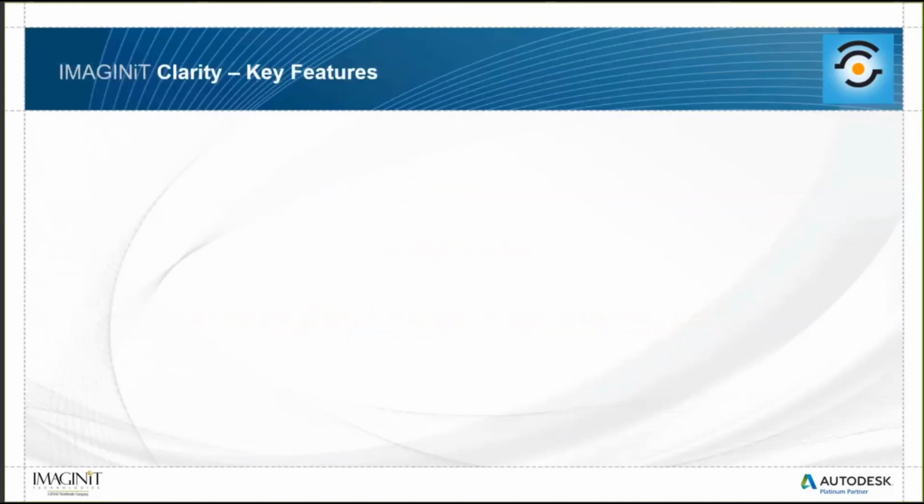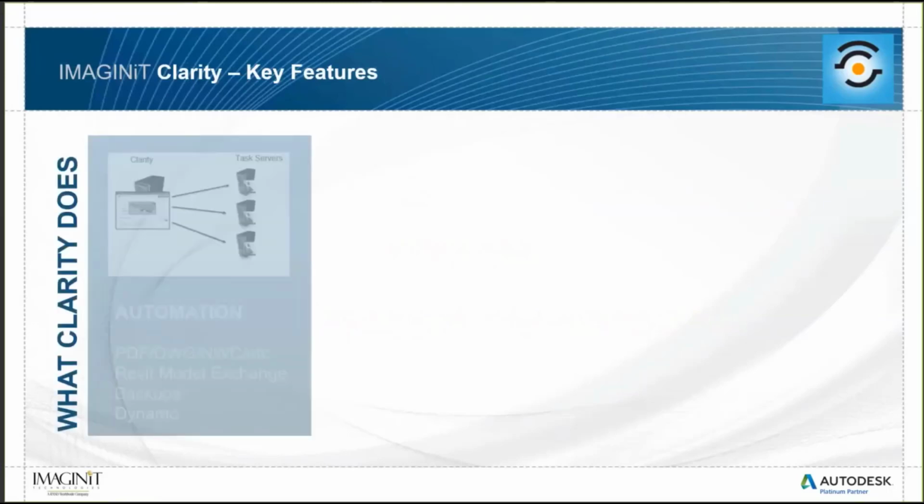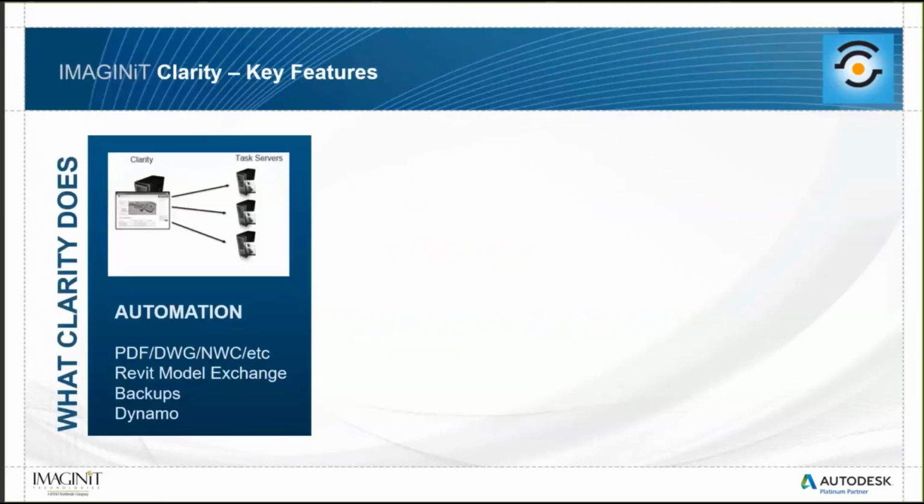So when we look at Clarity, the key features are of course the task automation, and that's where Clarity started. With task automation, we can automatically create PDFs, AutoCAD files, and Navisworks exports, and not only can we create this information, we can create it either on demand or on a schedule automatically, and then take that output and send it to other consultants, other partners we're working with, throw it into their Box sites, their Dropbox sites, and so on.